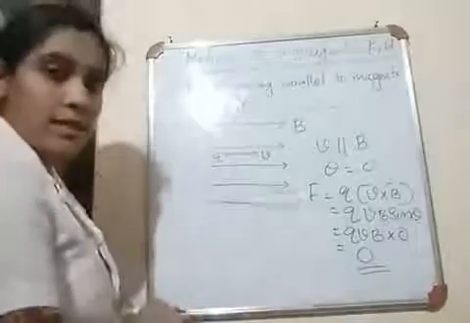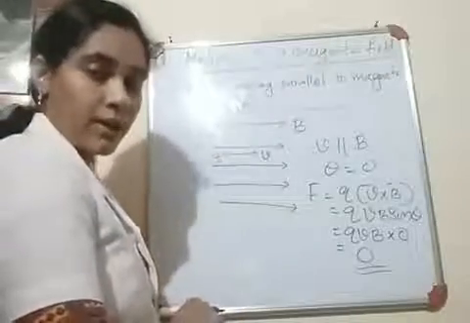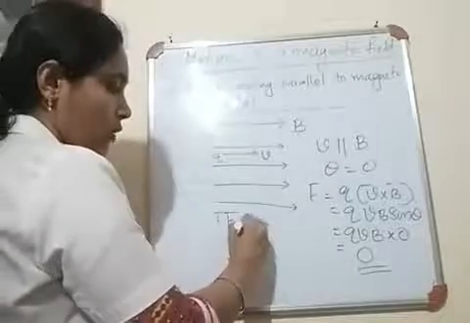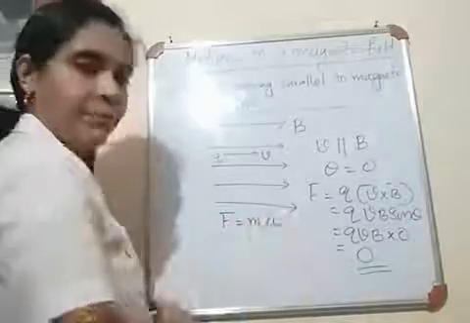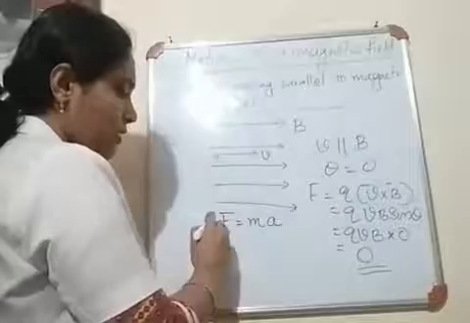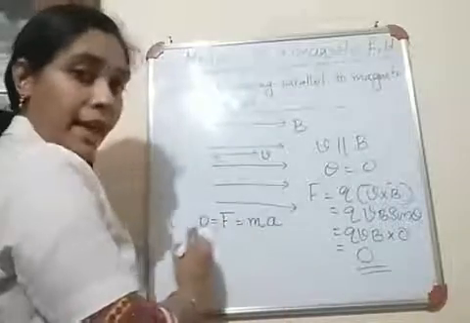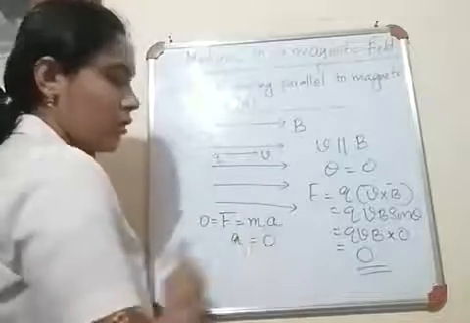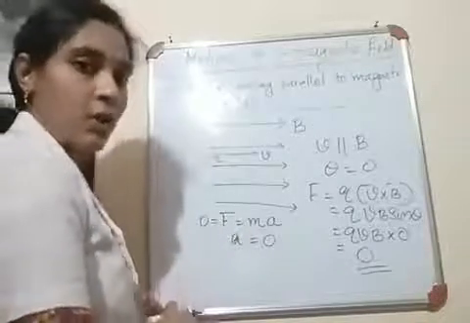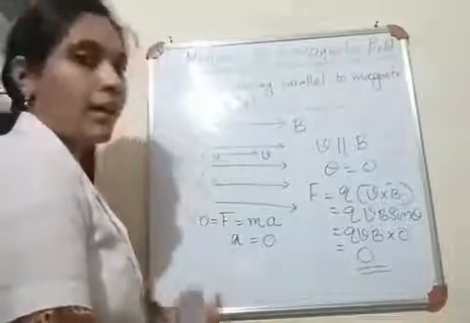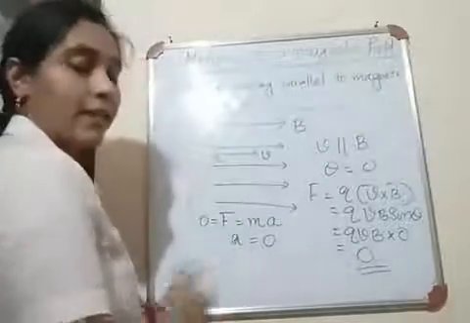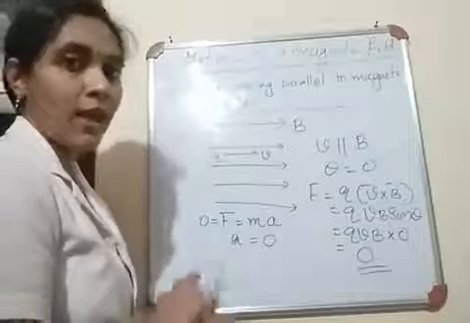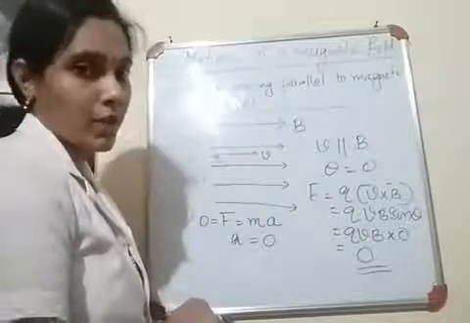If force is 0, is there any acceleration? No. Why? Because force F is equal to ma. So if force is 0, that means ma is equal to 0. That means acceleration a also will be equal to 0. So there won't be any acceleration. If there is no acceleration, that means the particle moves with the same velocity. There is no change in velocity.